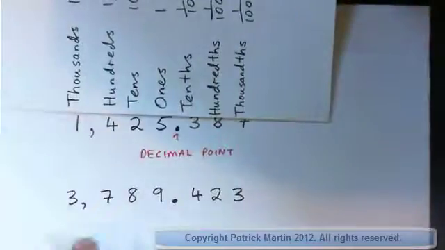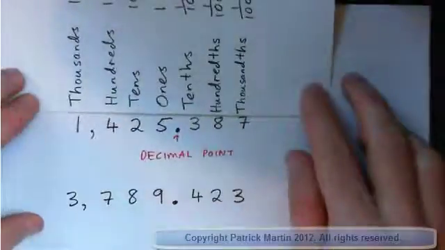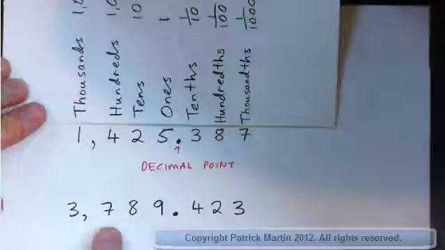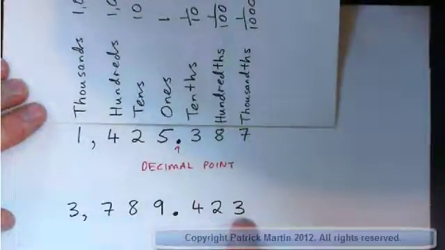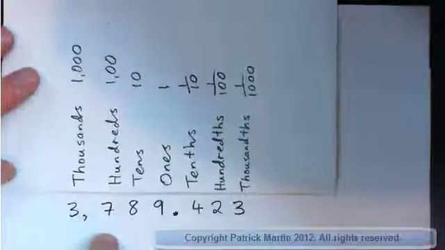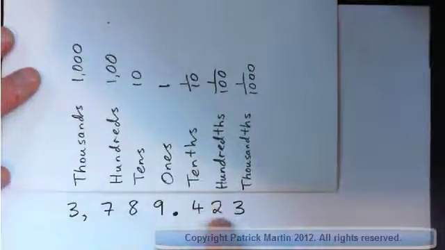So see if you can read this number. 3,789.423. What does it say? Say what that is. Well, there's two ways. You can say 3,789 and 4 tenths, 2 hundredths and 3 thousandths. Okay. Well, kind of.